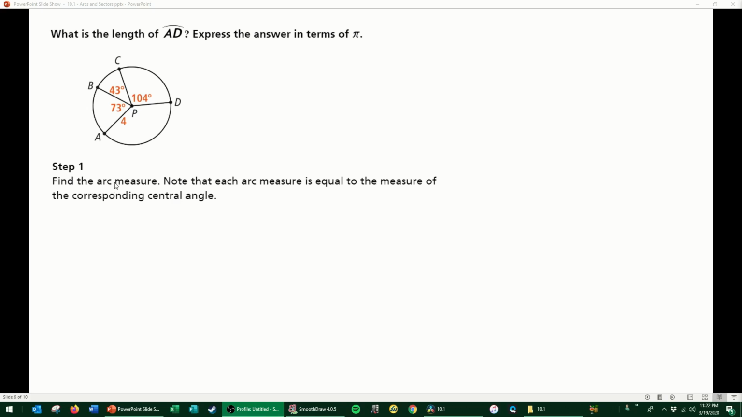So it says find the arc measure. Note that each arc measure is equal to the measure of the corresponding central angle. So if it's asking for AD, that's going to be this piece here. I'm going to do 360 minus this, minus this, minus this. And I'm going to be left with 140. So this angle here is 140 degrees.